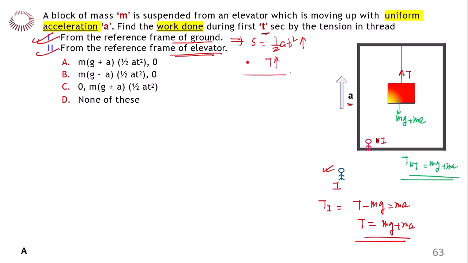Now for this man on the ground, tension is also in the upward direction. So what is the work done? T into this displacement. So work done by the man on the inertial frame of reference, can I say m into (g plus a), the tension force, multiplied by half at square. That will be your answer for the work done by the man in the frame of reference ground.